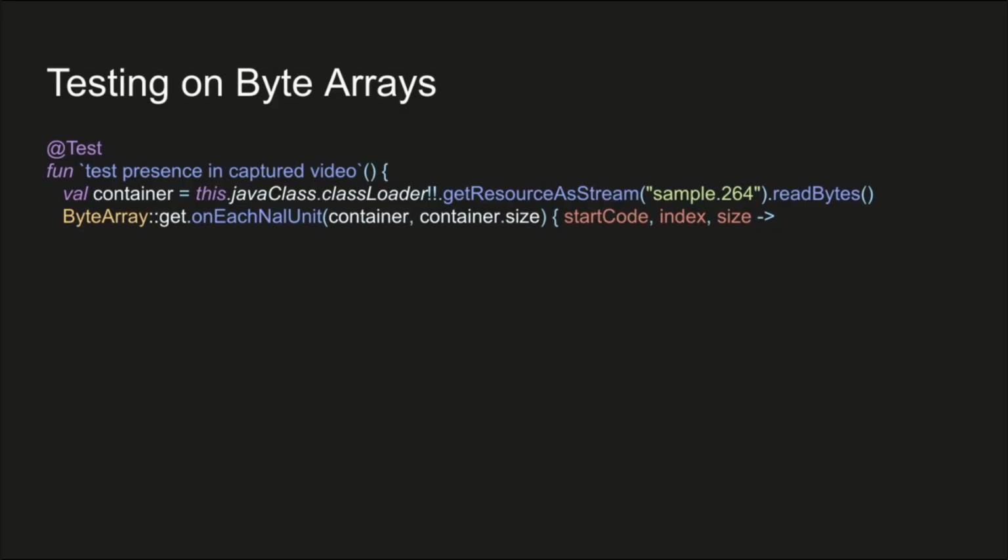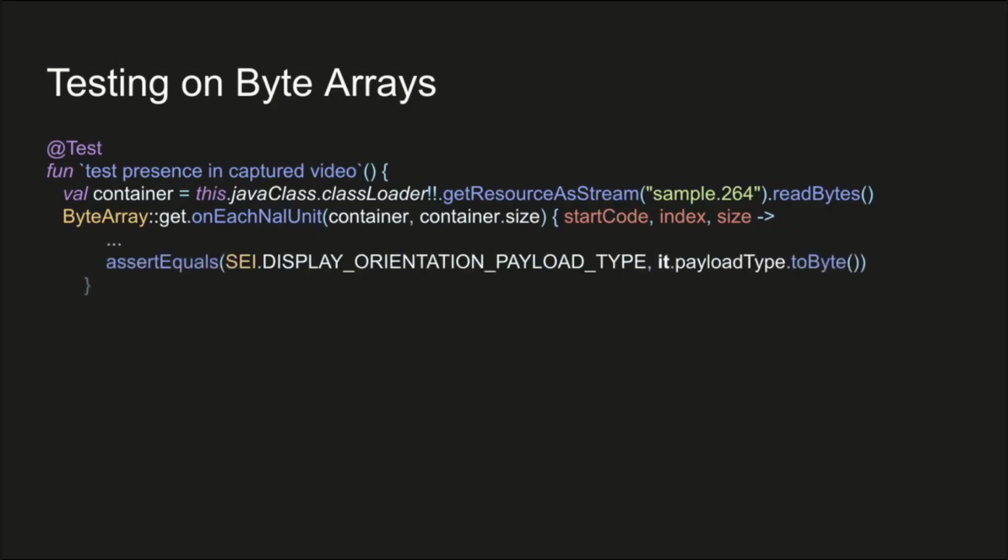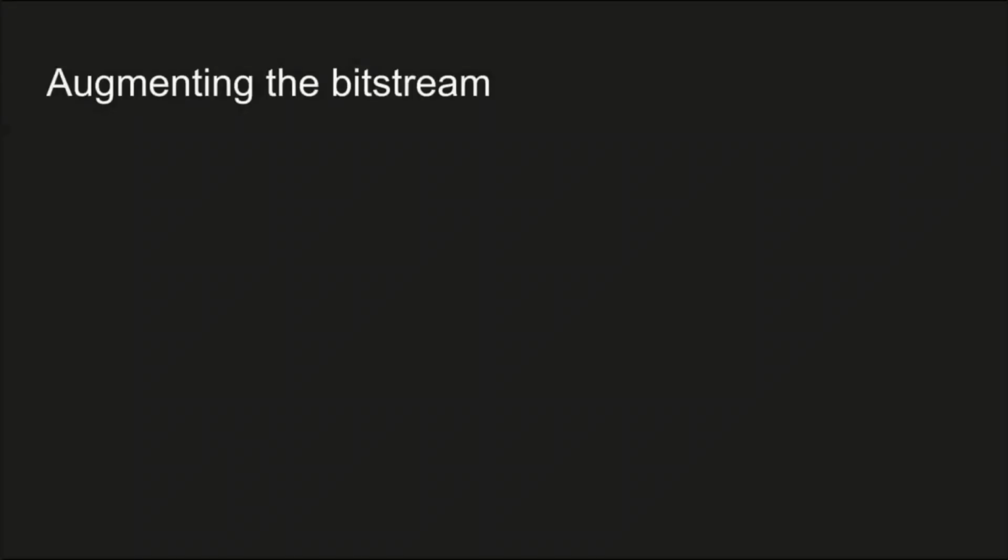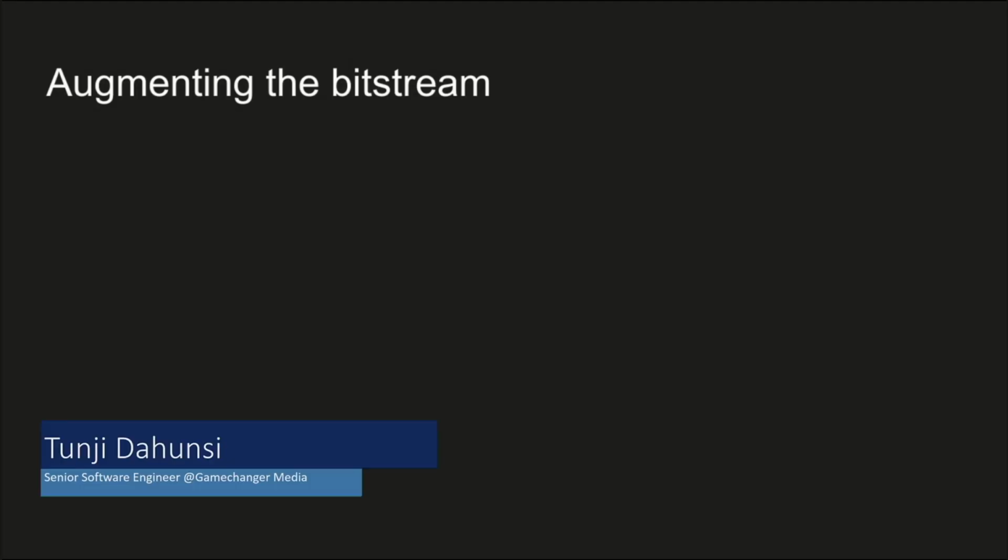I have a start code, I have the index, I have the size, I can do whatever assertion I want to do, just by virtue of modeling the on each NAL unit as an extension on the generic type rather than creating a class. Let's go even further. Sometimes in your bitstream, you want to be able to augment it. You've got the video, and you want to do more things to this video. For example, you want to write SEI, a supplementary enhancement information, where maybe you want to provide closed captions for people that are hard of hearing.